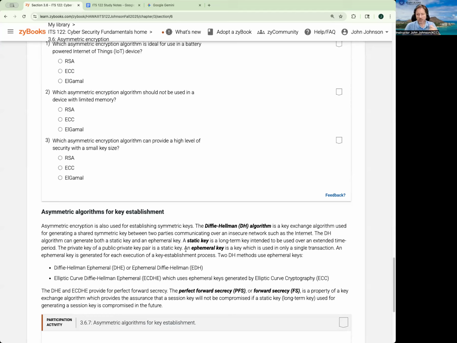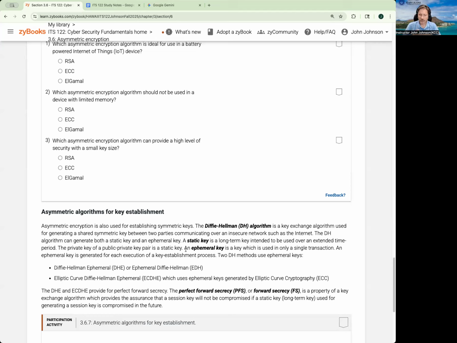Your static key is a long-term key that's going to be used over an extended time period. The private key of a public-private key pair, you can think of that as a static key because you're going to hold that for a long time. The ephemeral key is a key that's only going to be used for a single transaction. Ephemeral means fleeting, for a short period of time. So you're really only going to use it for that one single transaction. Do not reuse. You don't have to worry about that; the software does all this automatically, but you don't want to use an ephemeral key more than once. An ephemeral key is generated for each execution of a key establishment process.